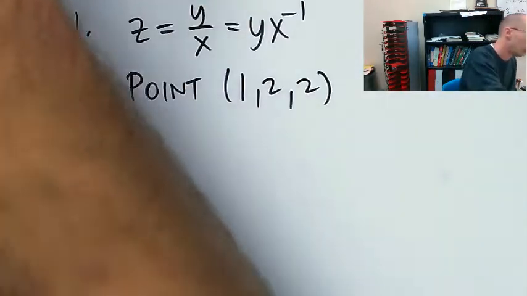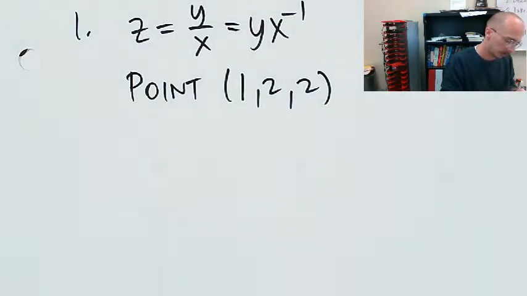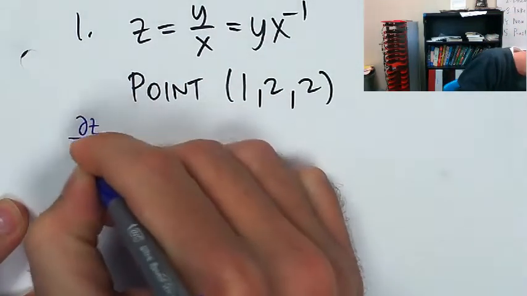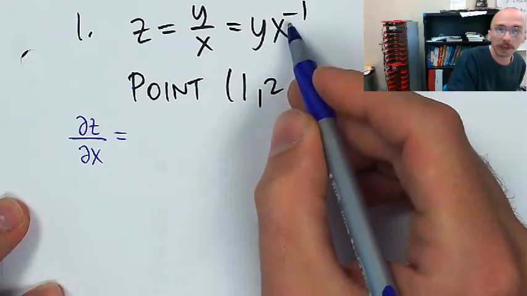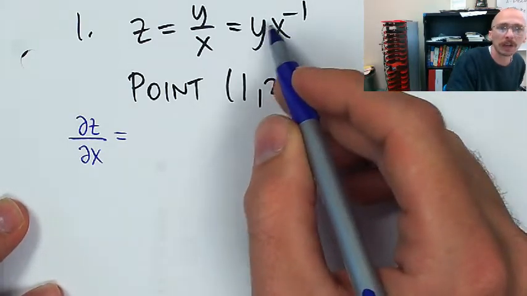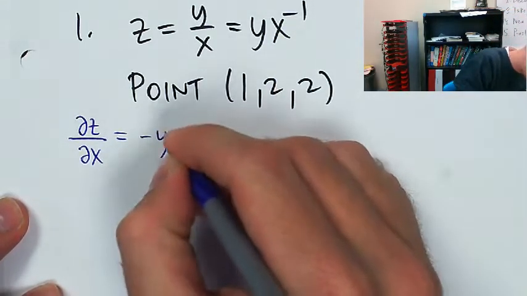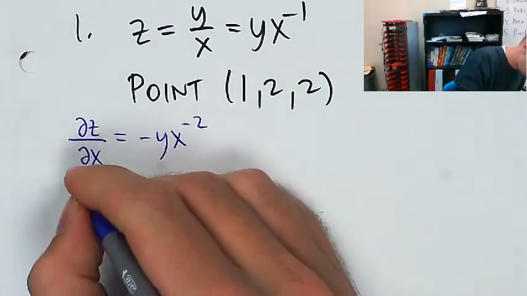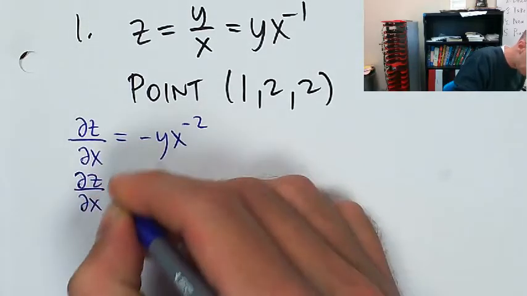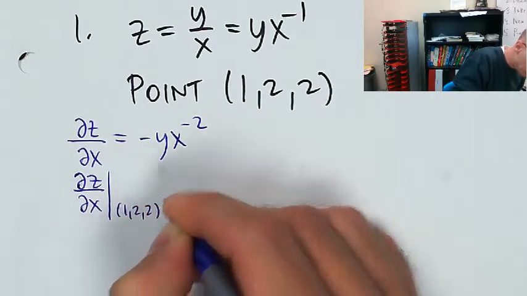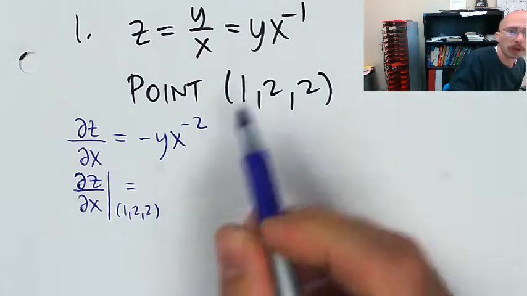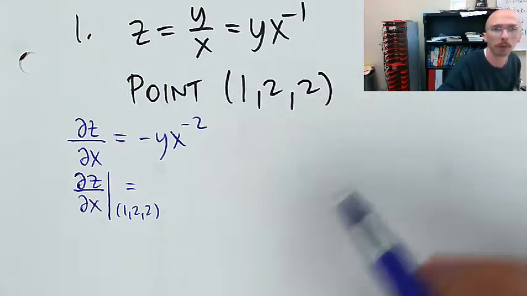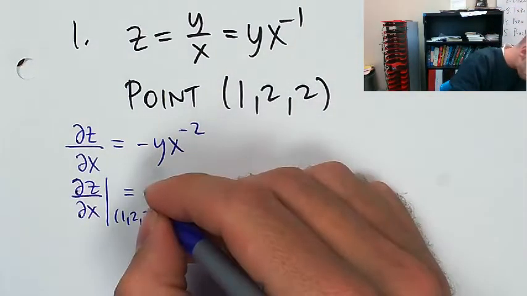I'm going to need some partials, so maybe I will start taking some derivatives here. So dz dx is equal to, well, if I'm taking the derivative of this x with respect to x, it's going to be negative 1 x to the negative 2. So it'll be negative y x to the negative 2, because y is just a constant. And at the point I'm interested in, dz dx at 1, 2, 2, that's going to equal negative y, that's negative 2, times 1 to the negative 2 power. Well, any power of 1 is 1. So that's just going to be negative 2.